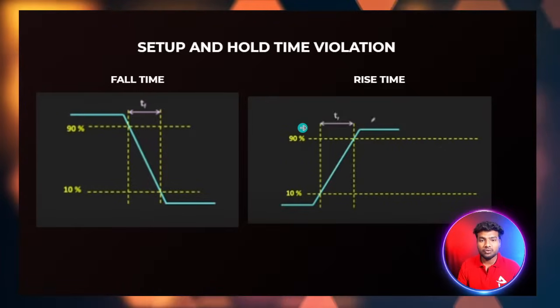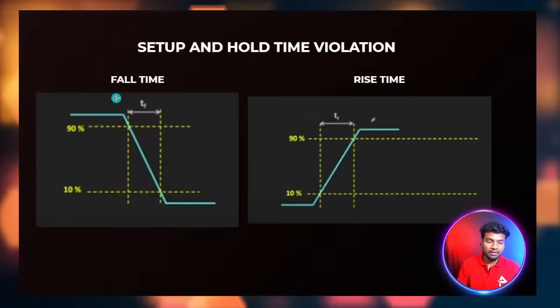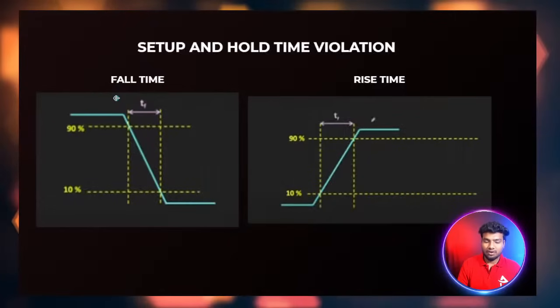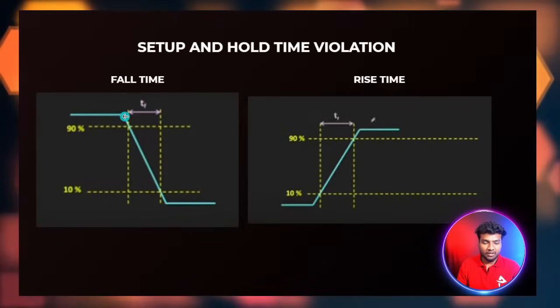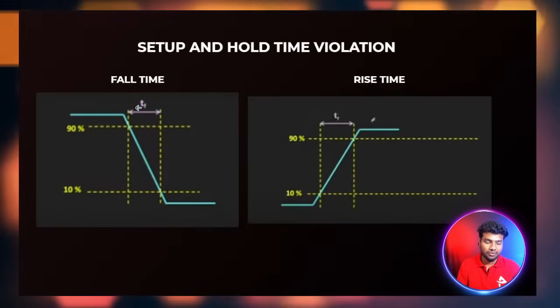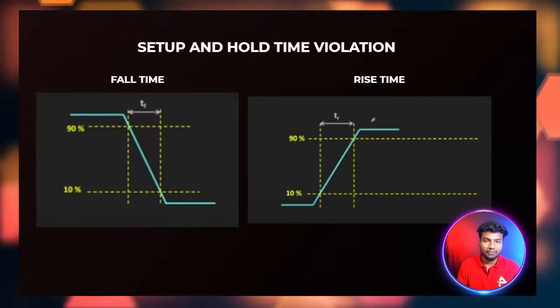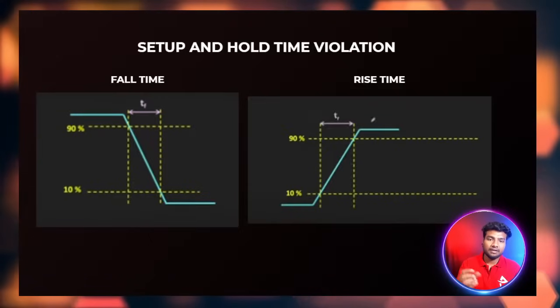And the same thing applies to fall time. You can see here it is 1, and then the clock changes from 1 to 0. So it is a falling edge, or fall time. It will take some time to change from 1 to 0. This is very important. The clock has some rise time and fall time.